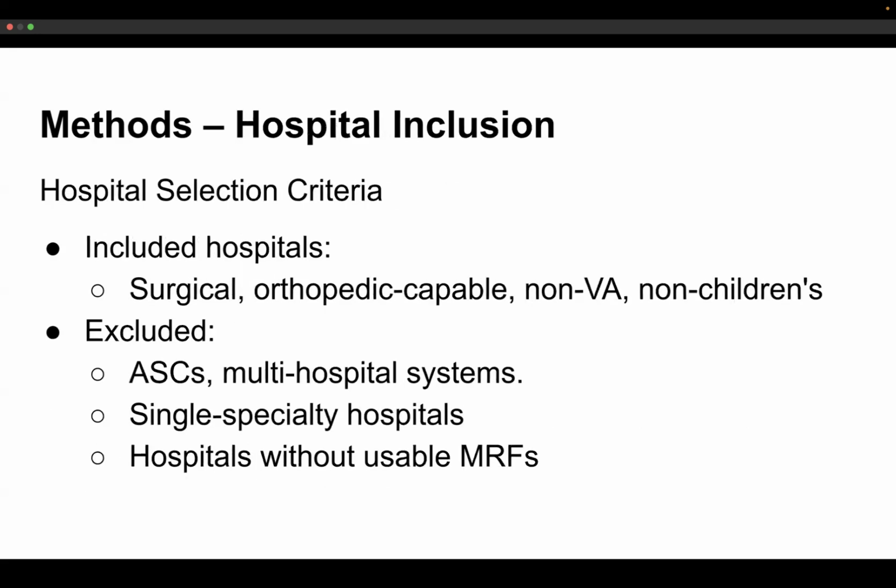For our hospital inclusion criteria, we focused on hospitals that perform total knee arthroplasties and total hip arthroplasties and excluded those that were multi-system hospitals, single specialty hospitals, children's hospitals, VA hospitals, and hospitals that failed to provide any pricing data in form of machine readable files on their websites.